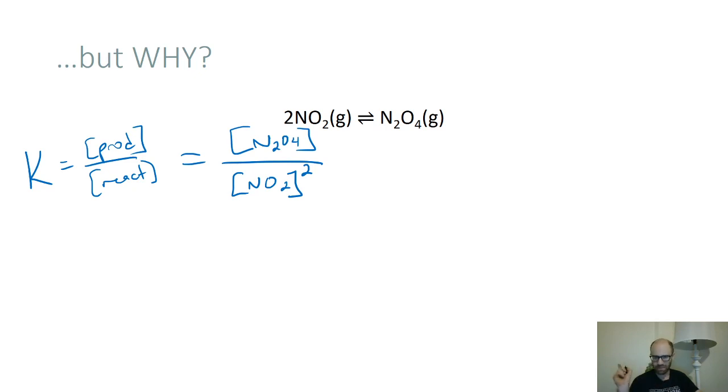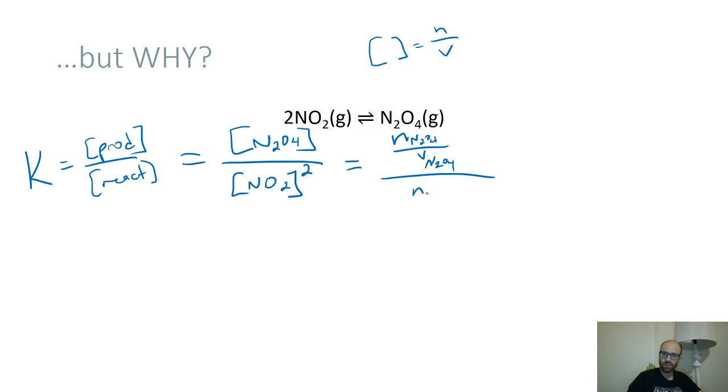This explains where that pressure term came from, because you can rewrite each of these concentrations as, well, we know that concentration equals moles over volume. So this would be the number of moles of N2O4 over the volume of N2O4 divided by the moles of NO2 squared over the volume of NO2 squared. But this is a system at equilibrium, and it's one system where you've got all your compounds in one container. So really what I should be saying is that it's not the volume of N2O4 and it's not the volume of NO2, it's just the volume.